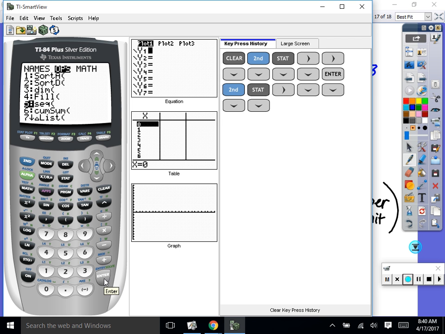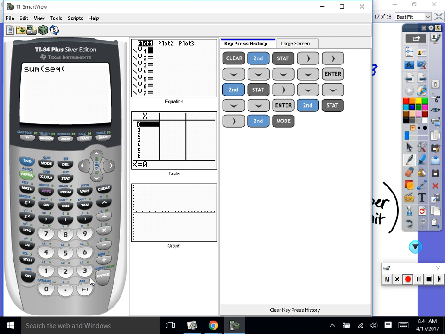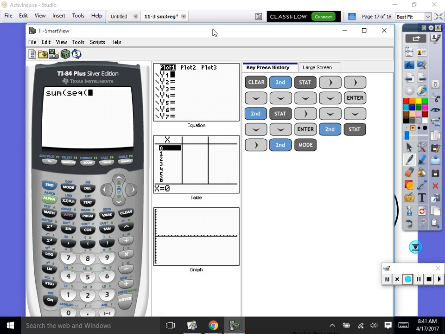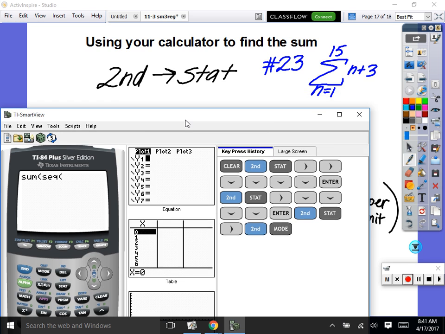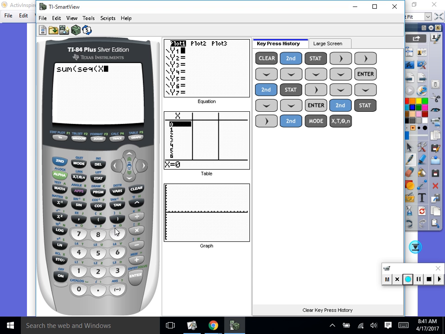Hit enter. Is everybody with me? Where are you? Then you're out. And then you have to go second stat again, and then go over to operations, down to sequence. Okay, so now let's type in the formula for number, what was it? 23. So you type in the formula x plus 3. Hit a comma. Right here's a comma. Now you put in the variable.